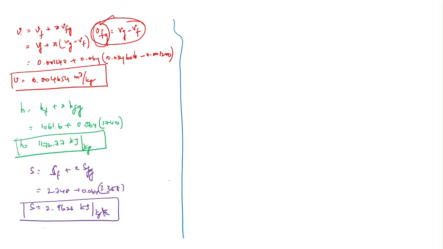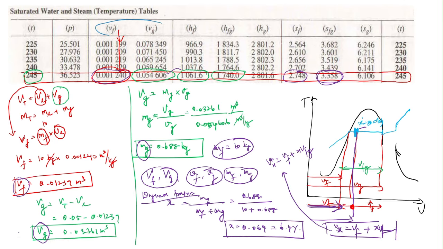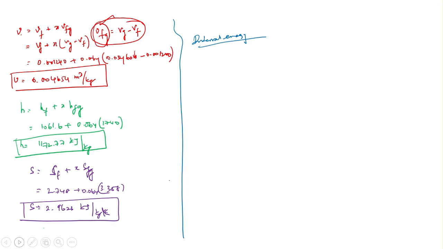Internal energy is not given in the steam table. In the steam table we have volume, enthalpy and entropy; these three values are given. So how can we find the internal energy? From the enthalpy relation, H is equal to U plus PV. Here U is equal to H minus PV. H you already found.